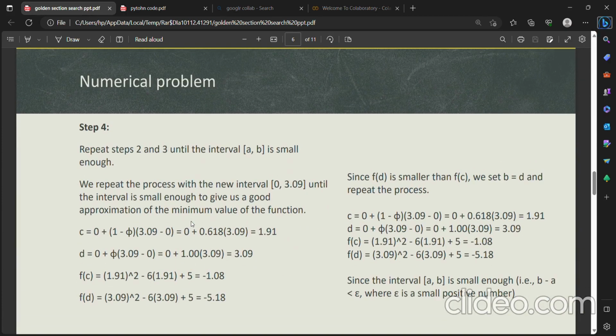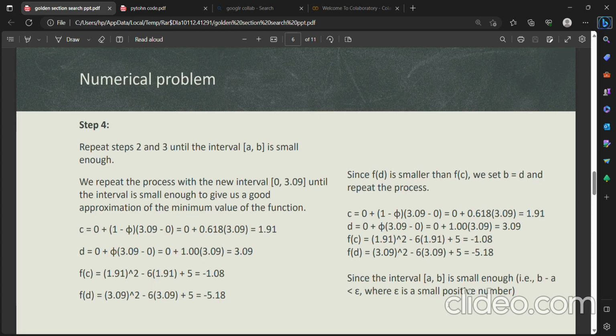Step 4: repeat steps 2 and 3. We have to take the latest interval, now [a, d], as the interval for the question, meaning the f(x) or the cost function. So we have to repeat the process until the interval is small enough to give us a good approximation of the minimum value of the function. After finding all these iterations, we will get the interval [a, b] small enough, that is, b minus a less than eta, where eta is a small positive number.